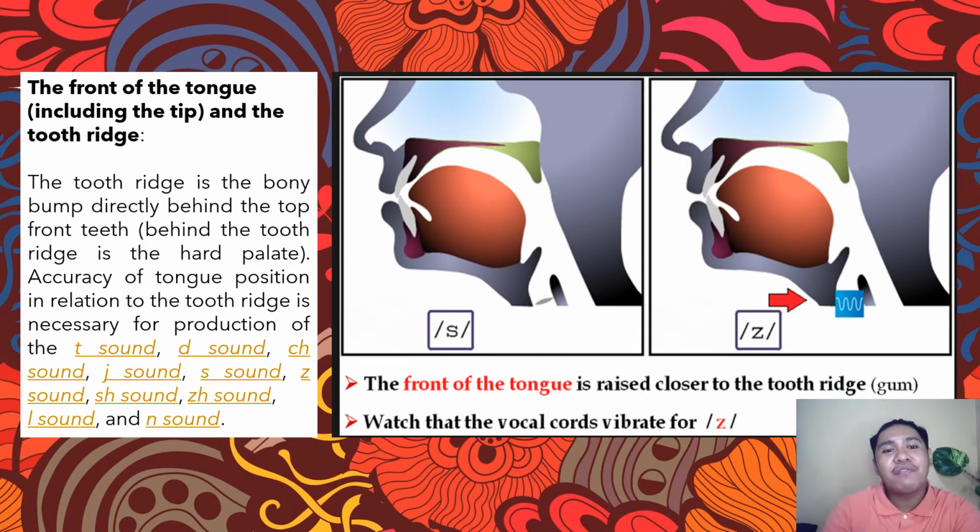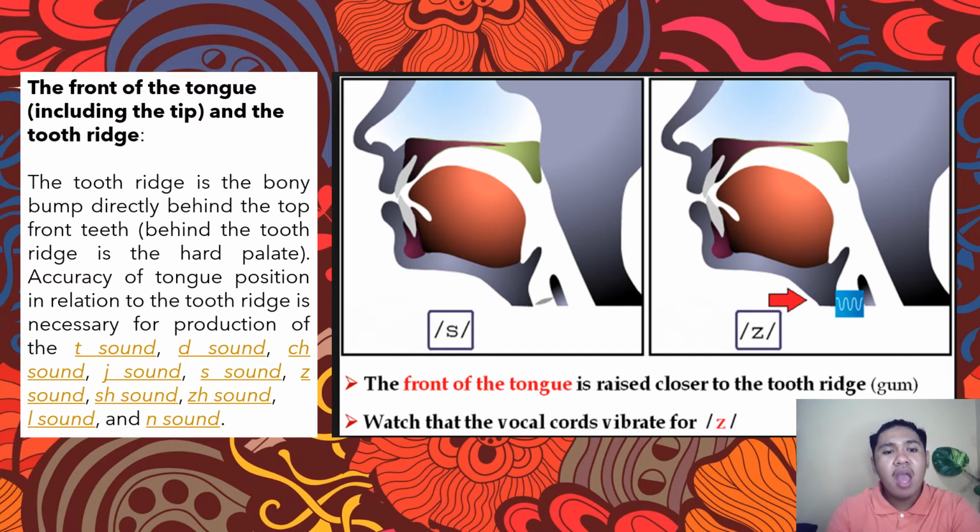Here, we have the front of the tongue including the tip and the tooth ridge. Okay, the tooth ridge is the bony bump directly behind the top of the front teeth. So if you feel it with your fingers, you can probably feel it. It's just behind the front teeth. The hard part here behind the front teeth is what we call the tooth ridge.